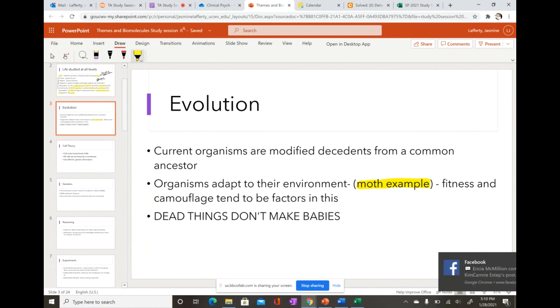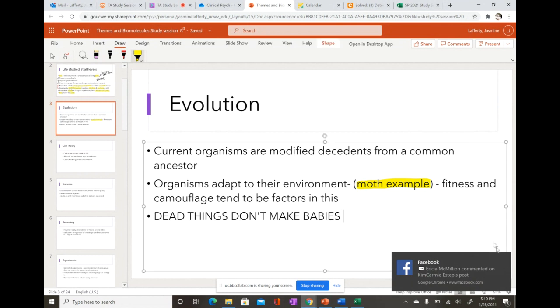Okay, so evolution. Sorry about that. I need to disable this.